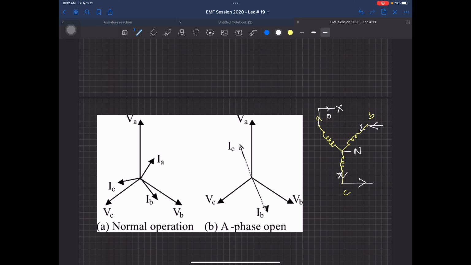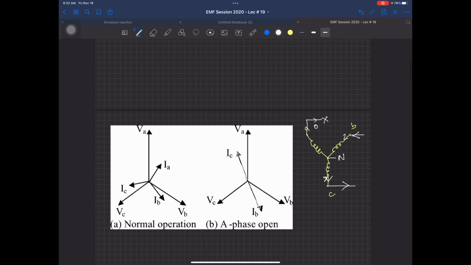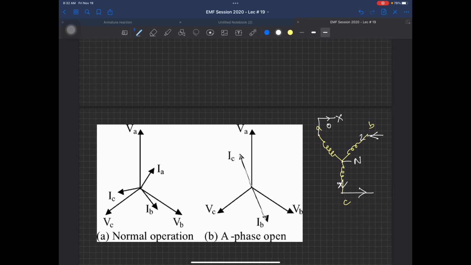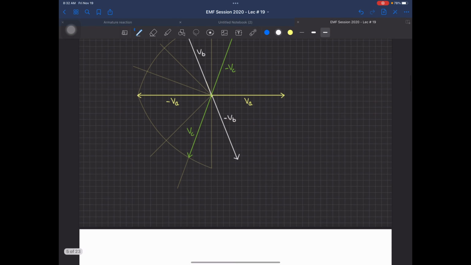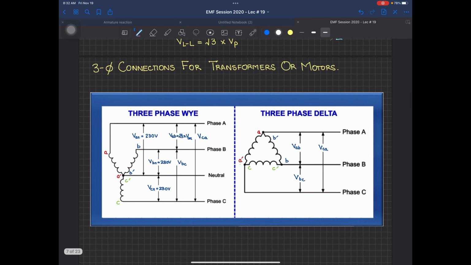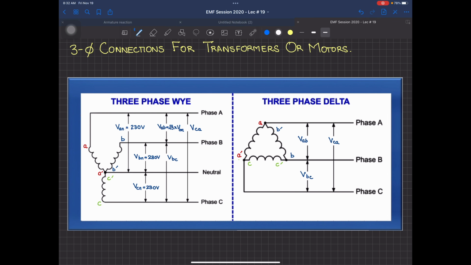It will still run because of the moment of inertia, or because of the motion that is already transferred inside the three phase. Whenever you have a three-phase machine, there are two types of connections which you can do. The two types of connections are Y and delta.